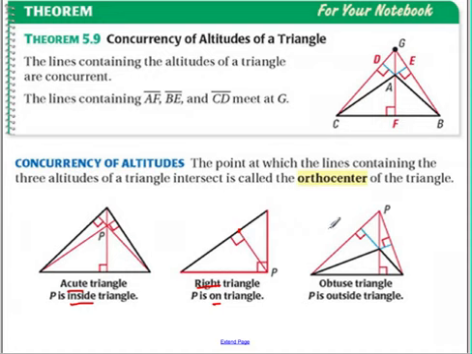Thirdly, it says it's right here. Check it out. P's right there. And then if it's obtuse, where's P at? P's all the way out here. How ridiculous is that? P's on the outside of the triangle when you're dealing with orthocenters.